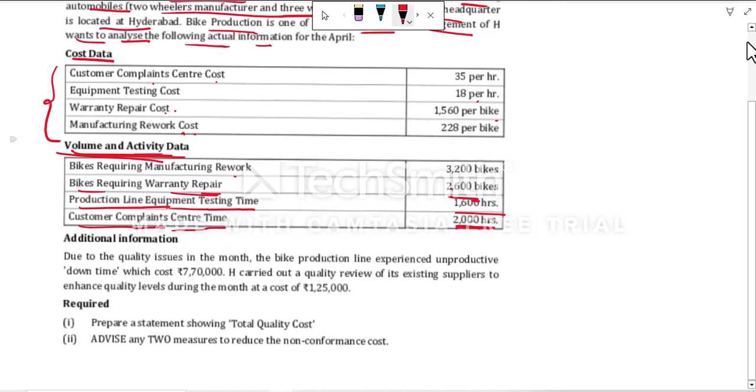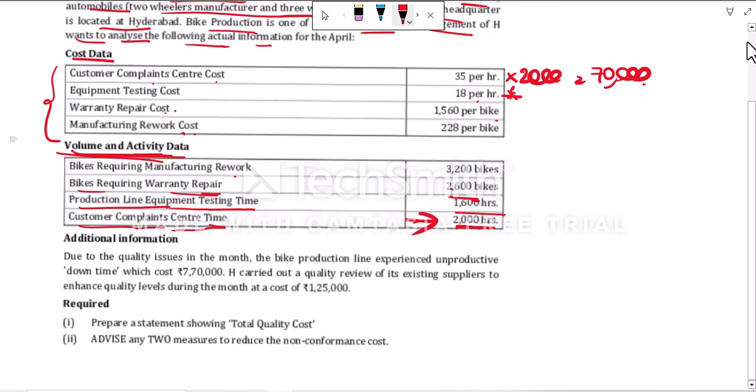See, we have to multiply. Customer complaint center cost is 35 per hour. So how many hours did the center invest? 2000 hours here. Customer complaint center time is 2000 hours. So 35 into 2000. What is the answer? 70,000. You need to find each and every cost, because they have given per unit only.